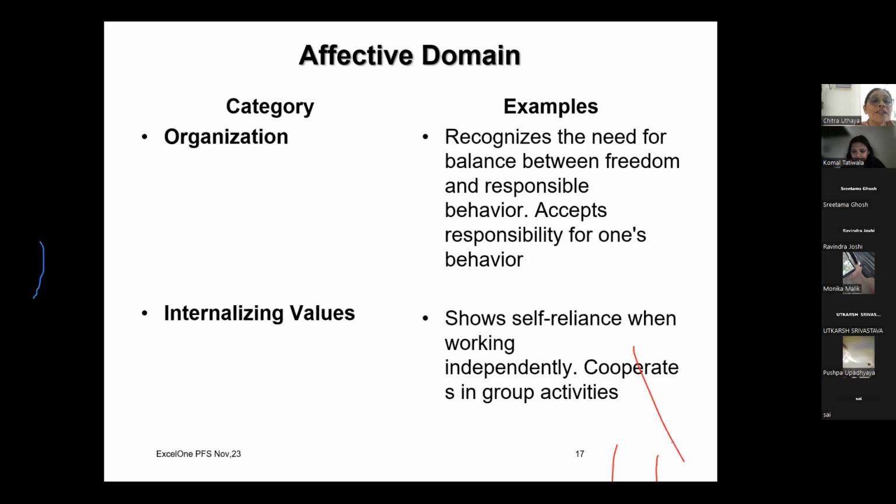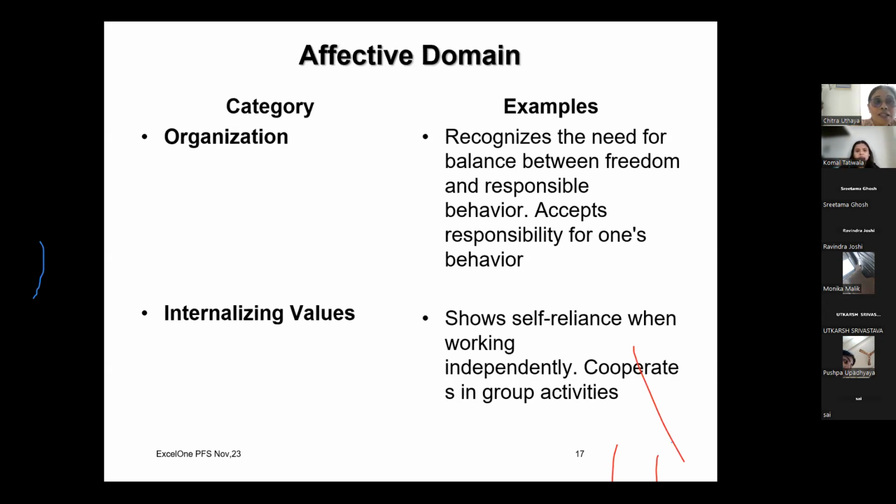And finally, internalizing values looks at self-reliance in the workplace, whether the child is able to work independently, how the child cooperates in group activities, etc. So while you can assess these in your classroom, you also need to make room for the child to develop these skills. So how do you help the child develop or understand diversity? How do you help the child show empathy?